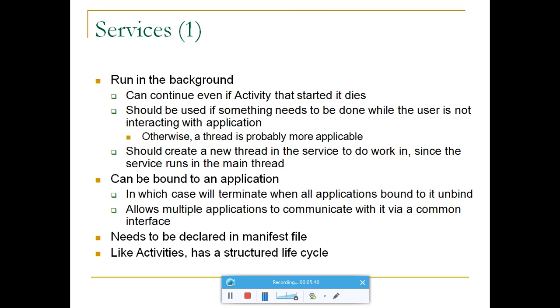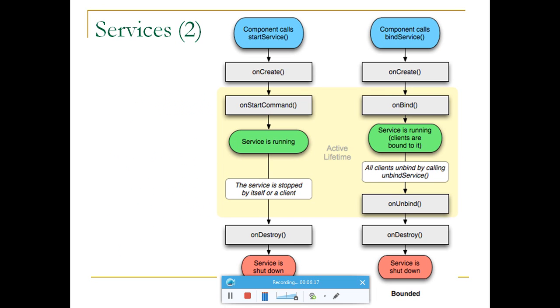A service runs background processes that can continue even after the activity has stopped. It should be used for something that needs to be done while the user is not interacting with the application. It can be bound to the application, in which case it will be terminated when all the applications bound to it unbind. It allows multiple applications to communicate with it via a common interface, and needs to be declared in the manifest file, like activities. In the first case, a component calls startService: onCreate, onStartCommand, the service is running; when the service is stopped, onDestroy, and the service shuts down. In the second case, a component calls bindService: onCreate, onBind, the service is running; when the client unbinds, onUnbind, then onDestroy.